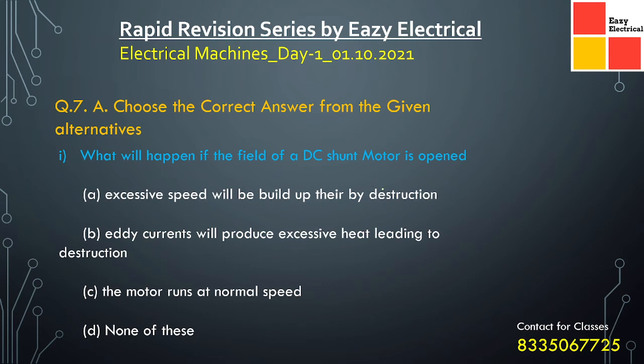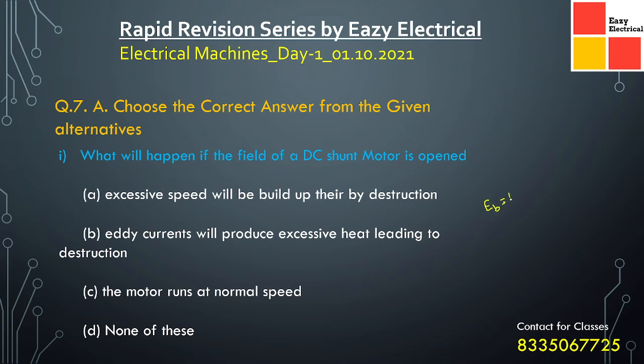Now coming to the next part. What will happen if the field of a DC shunt motor is opened? Now if we open the field of a DC shunt motor, in that case what we can observe is that we find one simple equation, which you will see later.